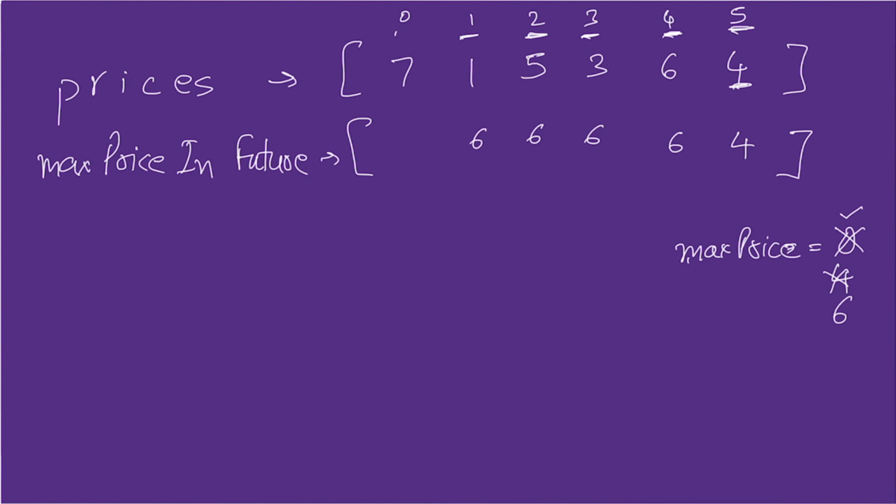Now coming to the 0th index, we see that the price is 7, so the max price should be updated because 7 is the max price we have seen so far. So this becomes 7 now, and the max price we'll ever see in the future for day 0 is 7.